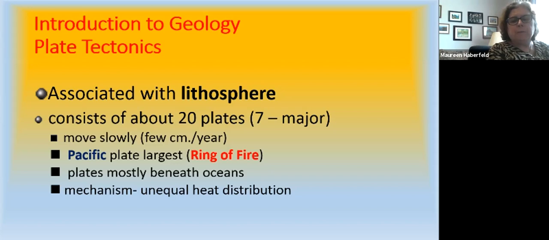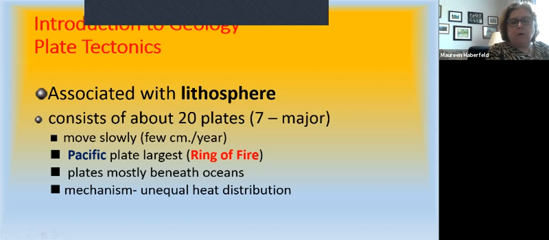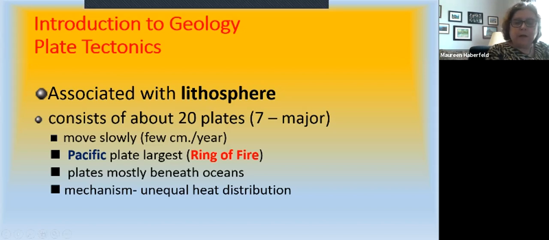The largest plate is the Pacific plate. And probably you've heard of the Ring of Fire. The Ring of Fire is like the boundary of the Pacific plate. Most of these plates are actually beneath the oceans. And the mechanism that moves them is unequal heat distribution within the Earth. So the whole Earth consists of these lithospheric plates, which are moving.